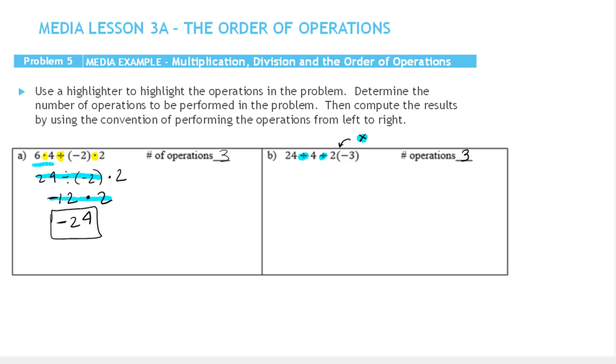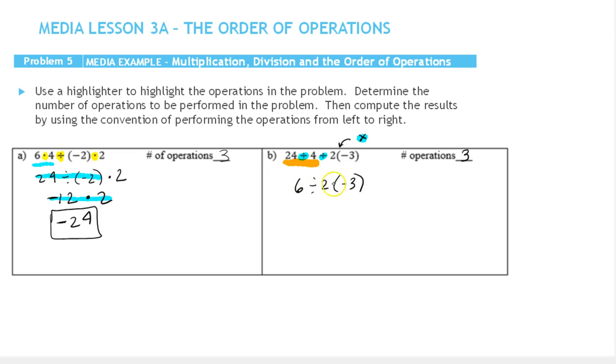Okay, let's use a different color. How about orange? So first we're going to do this division. 24 divided by 4. Well, 24 divided by 4 is 6. Now I'm going to write the rest of the problem. Divided by 2 times -3.